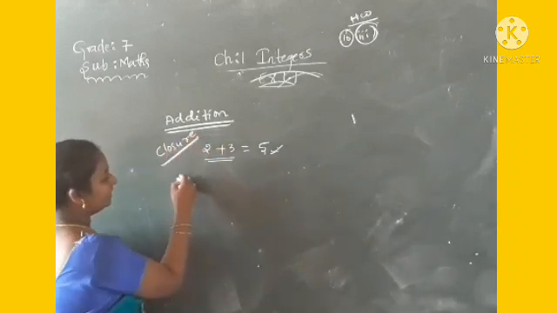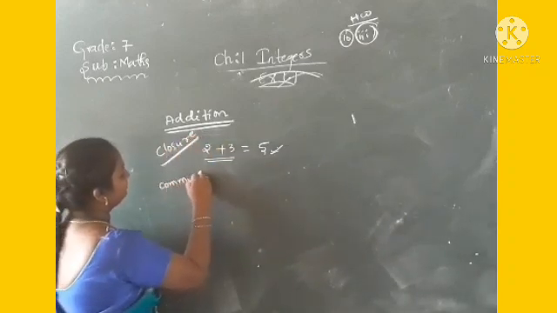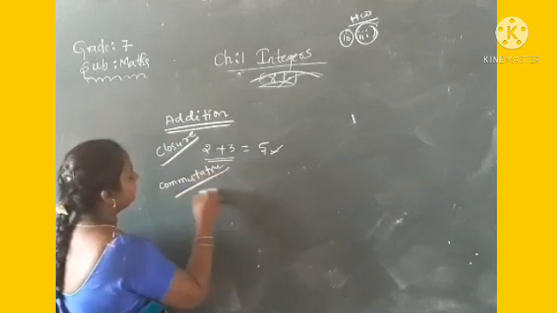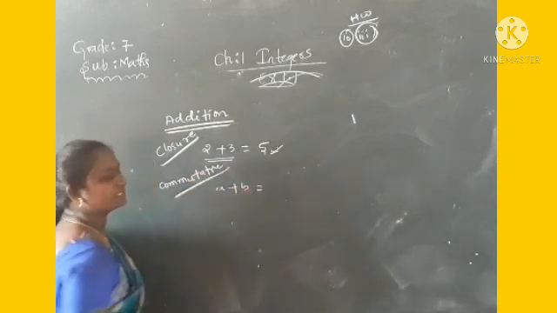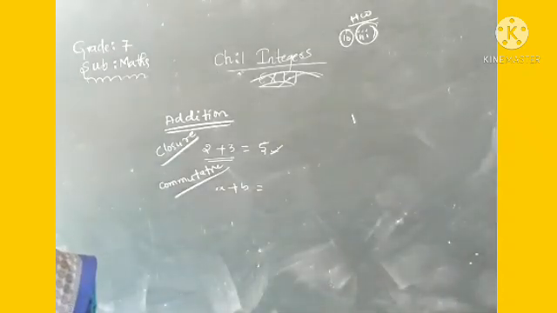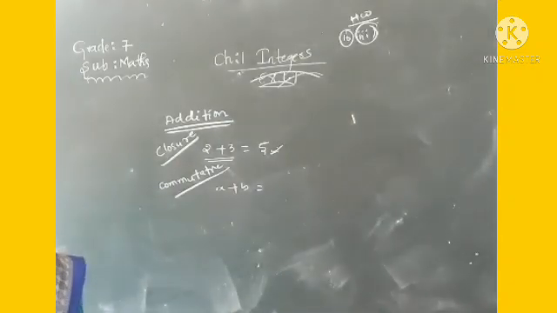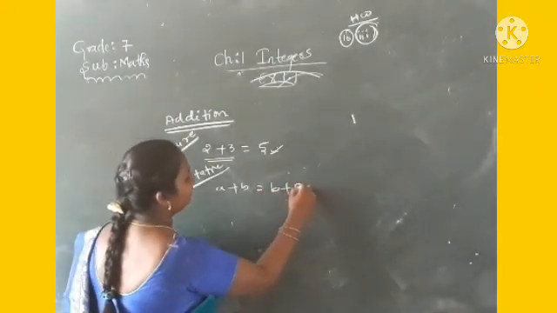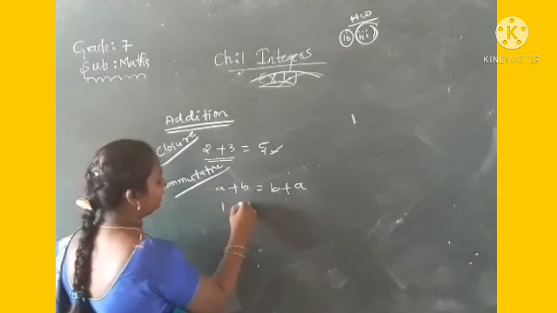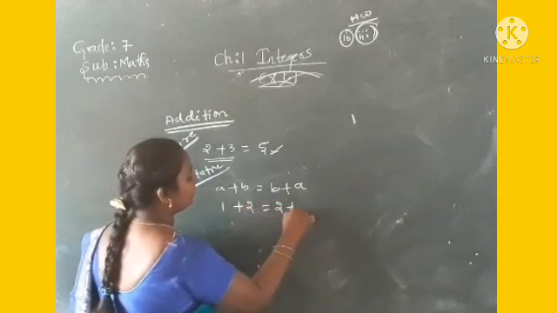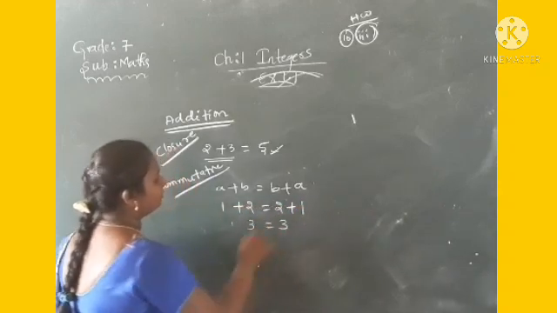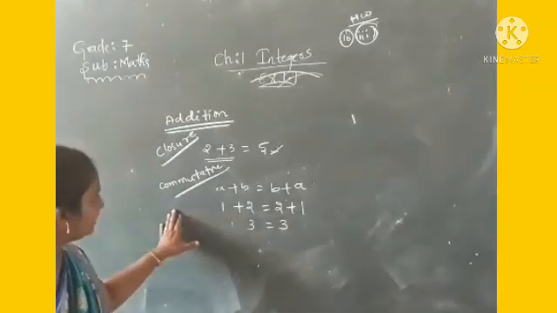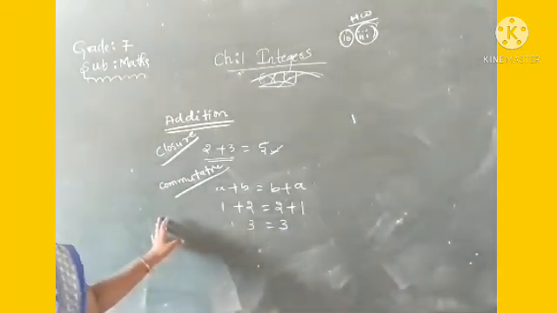And what about the commutative? Commutative means the sum of two integers. If you add any two integers, the right hand side and left hand side should both be equal, then it satisfies the commutative law. So that means A plus B is equal to B plus A. If A is 1 and B is 2, similarly 2 plus 1, both are equal? Yes, both are equal. So under addition, commutative property also holds.